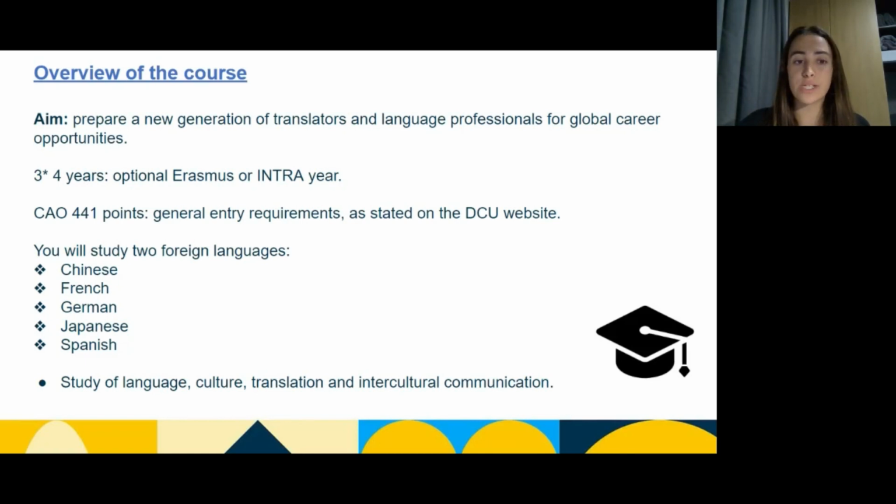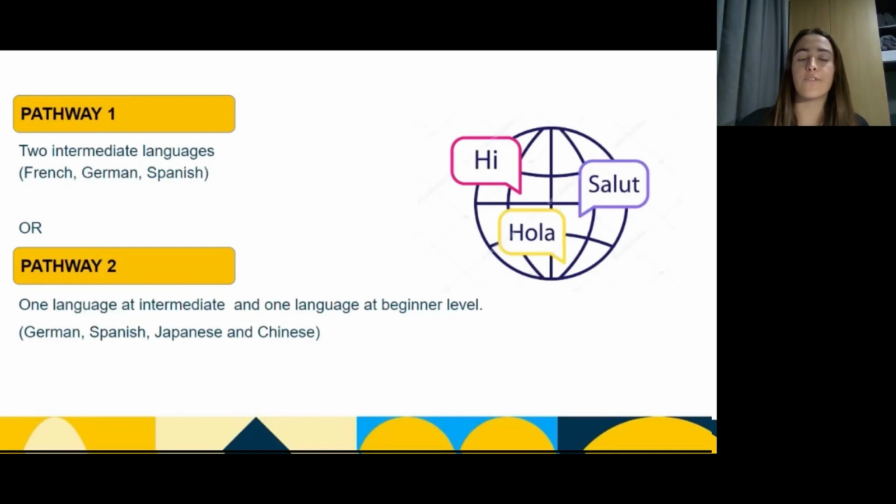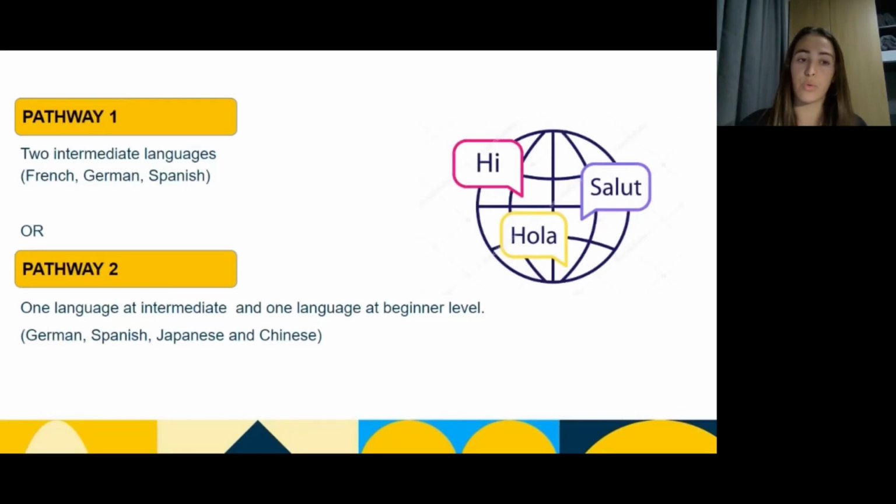You will study 2 foreign languages: Chinese, French, German, Japanese, and Spanish. Apart from that, you will also have modules where you will study language, culture, translation, and also intercultural communications. This course offers you 2 pathways. Pathway 1 means you get 2 intermediate languages, so for example, you can pick French intermediate and German intermediate. Or you can do pathway 2, which is one language at intermediate level and another one at beginner level. You can pick, for example, German intermediate and Spanish beginner. Beginner level means you don't have any prior knowledge, so you will start from scratch.